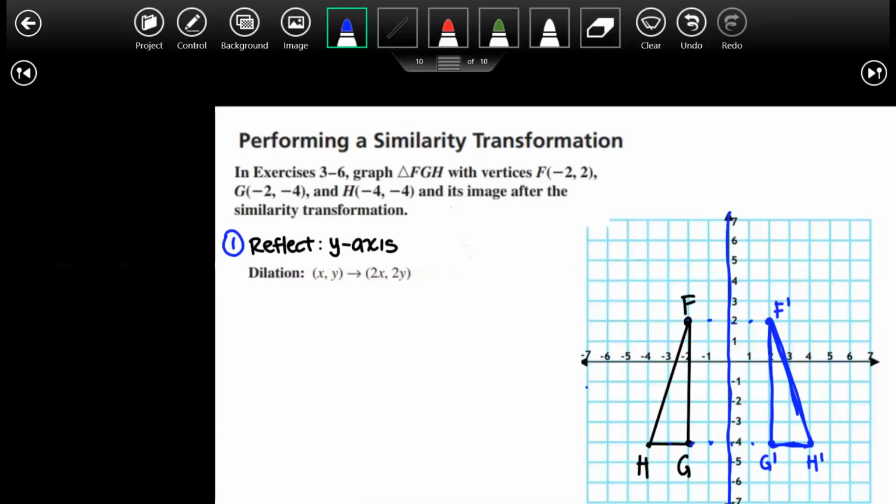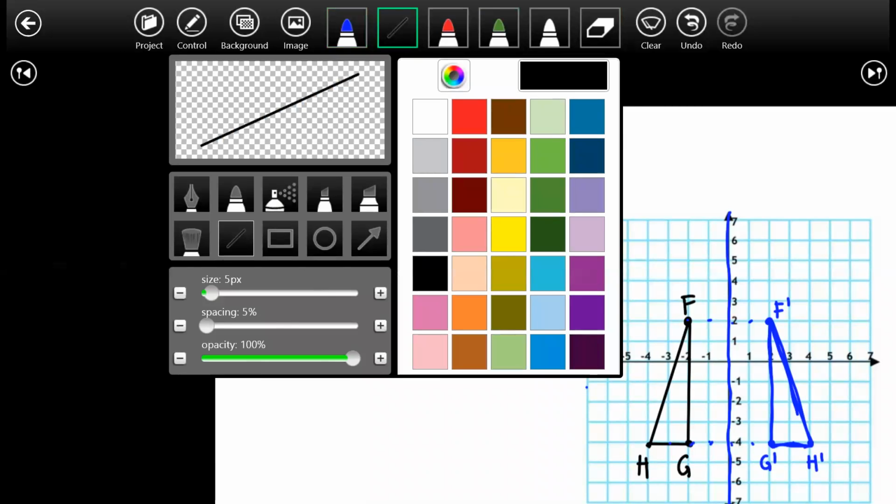We're done with that one. Our image is reflected, but we got to be able to write out the points. So let's go ahead and write out the points. What is F prime? 2, 2. What about G prime? Beautiful. H prime. A bravo. Okay, good stuff.